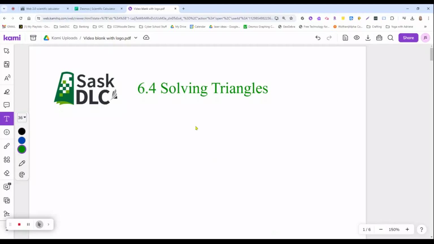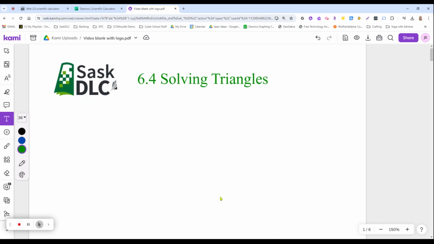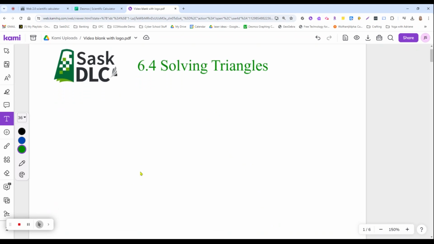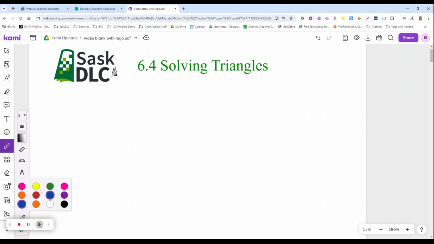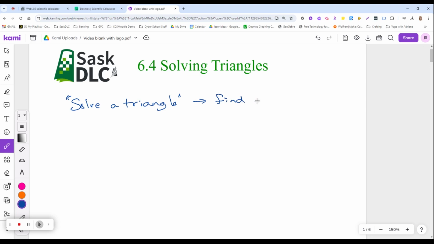And 6.4, the last section of this chapter, of course, pulls everything together. And we're going to do something called solving triangles. The great thing is really, we've already been doing this in sections 2 and 3, because solving triangles, if I ask you to solve a triangle, that just means to find all missing measures.